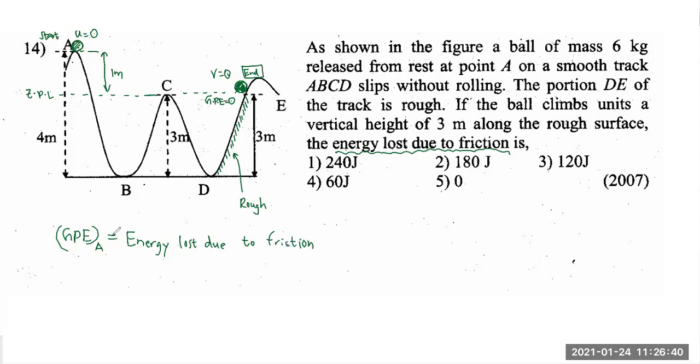So gravitational potential energy, mgh, equals the energy lost due to friction, I'll just put it as EF. M is 6, g is 10, and for height you have to carefully put 1. It's 1 meter from the zero potential level, and that is the energy lost due to friction. The final answer is 60 joules. That's the fourth answer. You can choose the zero potential level wherever you want. No problem with that.